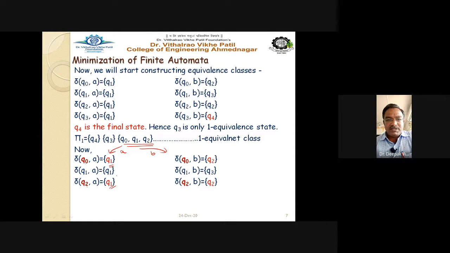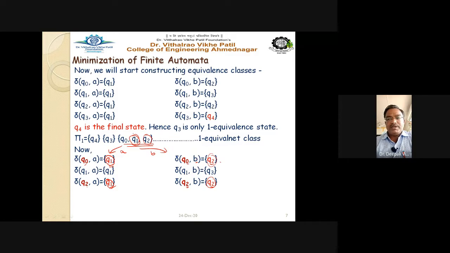Now listen to it carefully and see on the screen carefully. This Q1 state belongs to only one class here, right? And here also Q0 on B goes to Q2, and Q2 on B goes to Q2. So Q2 also belongs to one class. That's why we have separated it out. So the meaning is that Q0 on A goes to Q1 and Q2 on A goes to Q1, and Q0 on B goes to Q2, and Q2 on B goes to Q2.